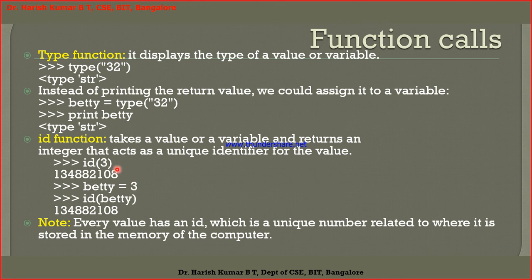So if you're interested in knowing the address where a particular value or a variable is stored in the memory location, you just pass it as an argument to id, and you'll get it. Every value has an id, which is a unique number related to where it is stored in the memory of the computer. And where it is stored in the memory of the computer is nothing but the address.